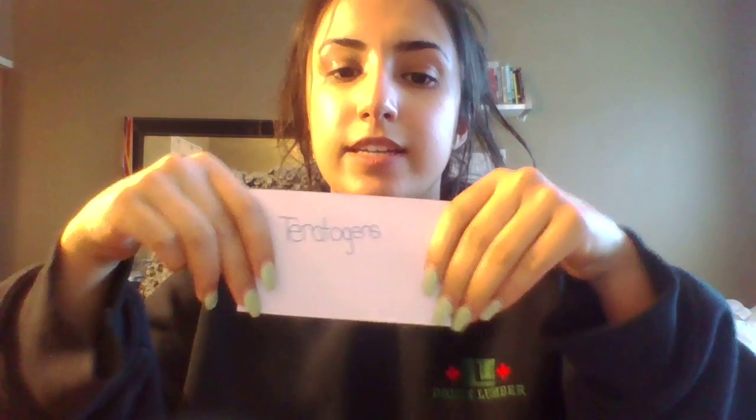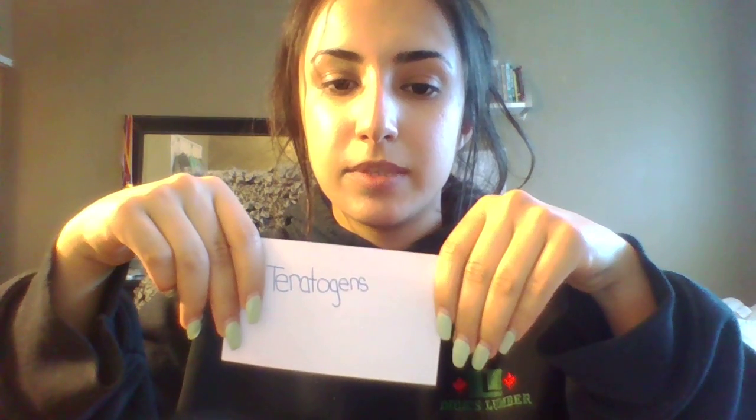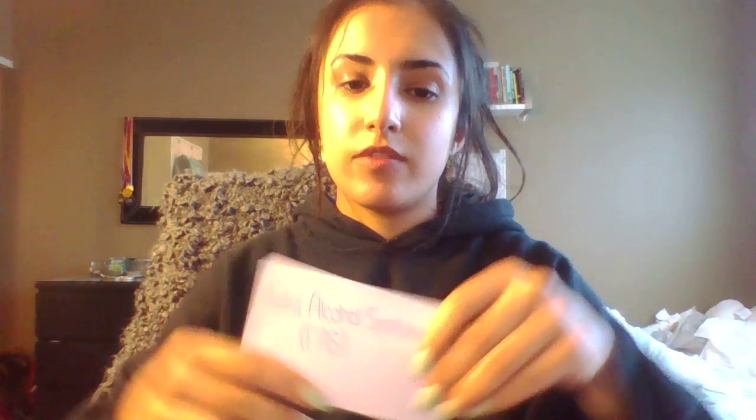Teratogens are agents that damage the process of development, and that can be drugs and viruses. The most common would be alcohol and tobacco. Fetal alcohol syndrome is a disorder that happens when the mother has too much alcohol while she's pregnant, and that can cause damage to the brain.